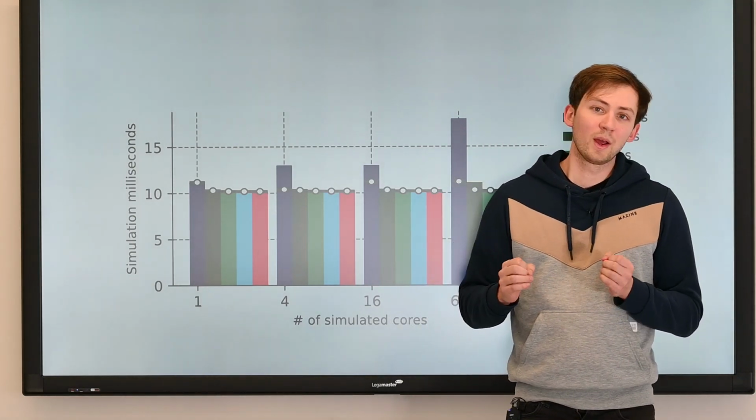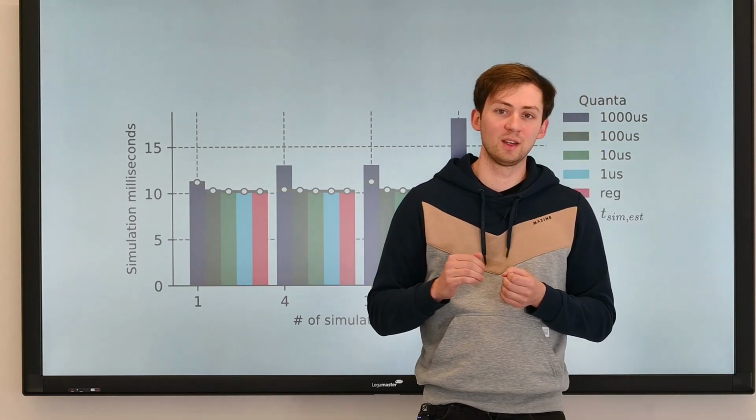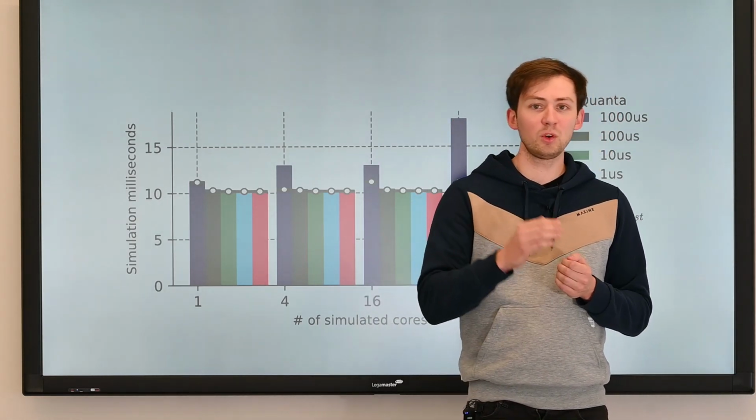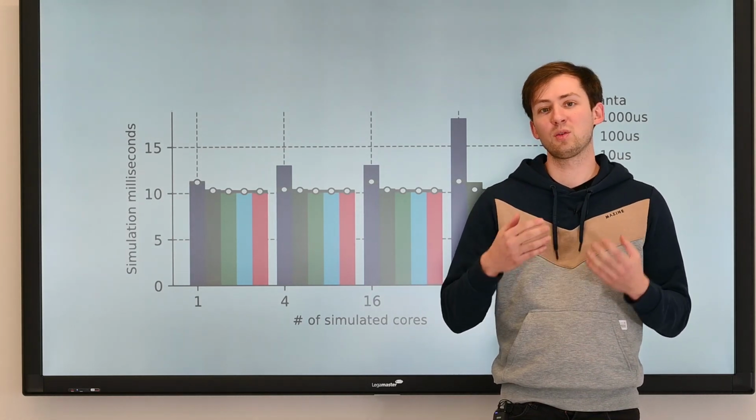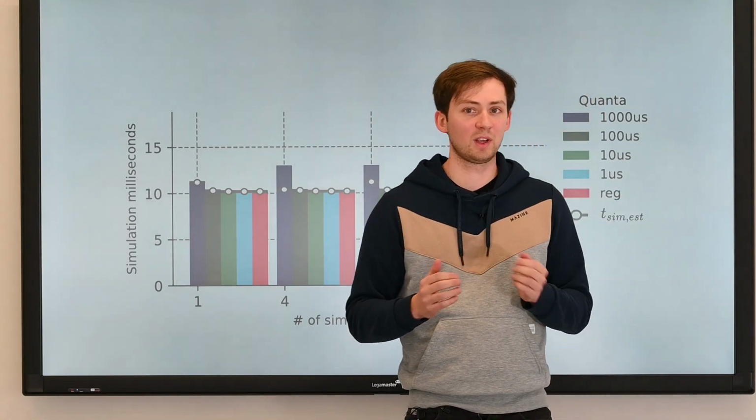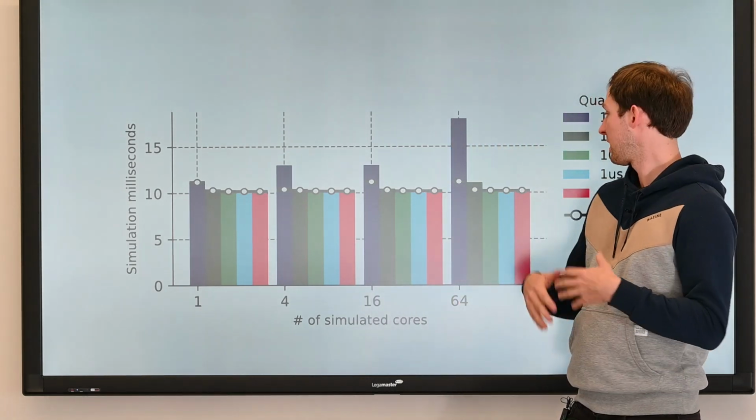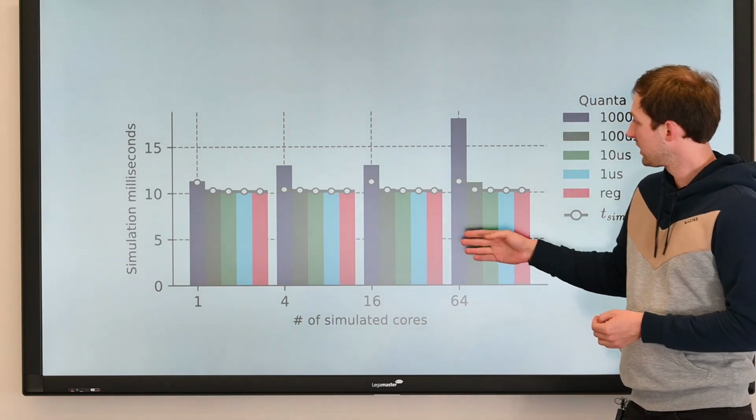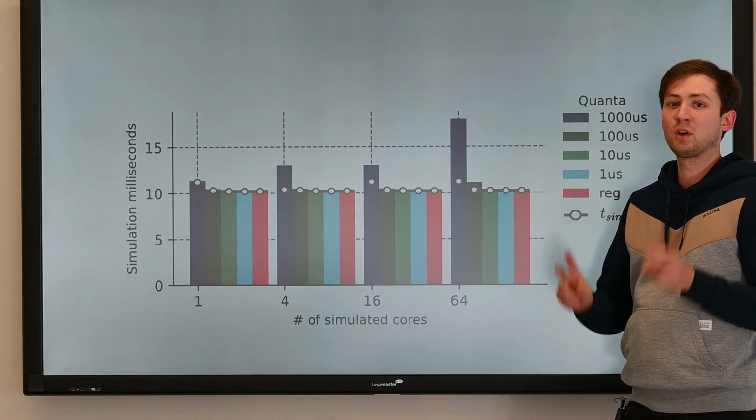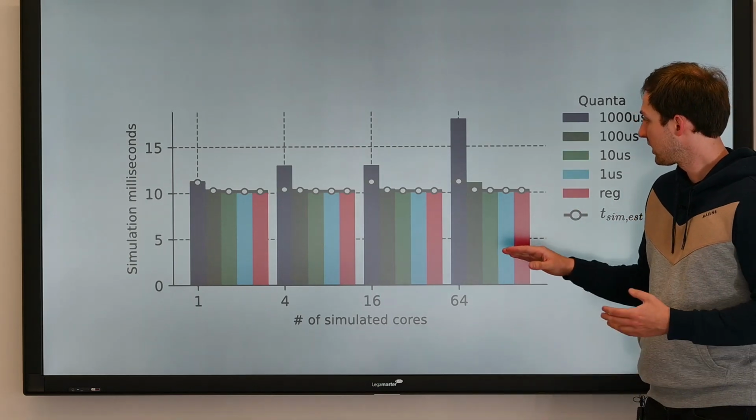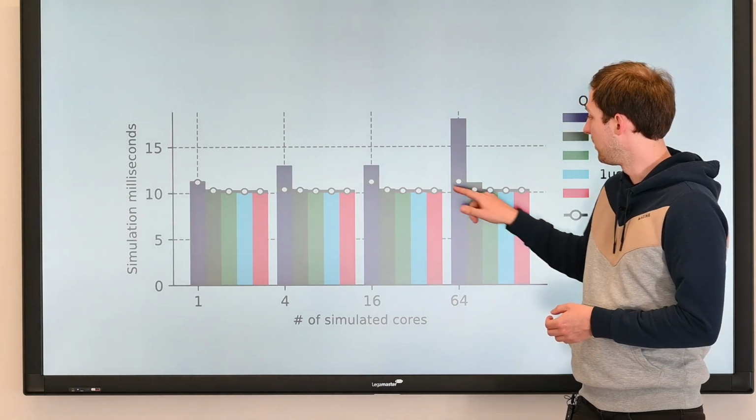So how does this work? For each quantum that we have, we check if there was a postponed event. If so, we accumulate this delay of the postponed event, which gives us some kind of worst case timing error estimation. Moreover, we could use this timing error and subtract it from the simulation time that we obtained, getting some kind of corrected value. This corrected value is depicted here by these gray bars.